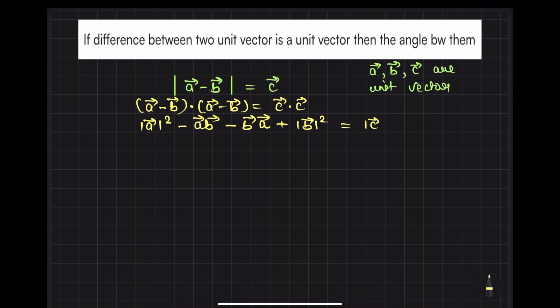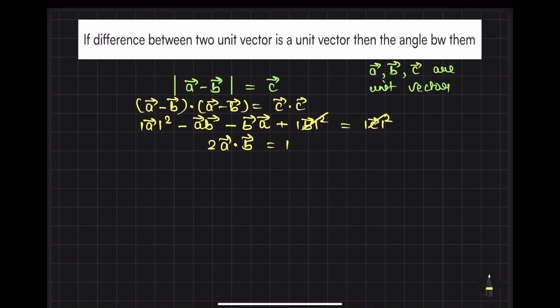equals mod C square. Now, this is A dot B, this is A dot B. So this is 2 times A dot B. So I'll send this thing that side. It is 1, so it is done. Now, can I write this thing as 2 times A dot B equals 1, because magnitude of A is 1.